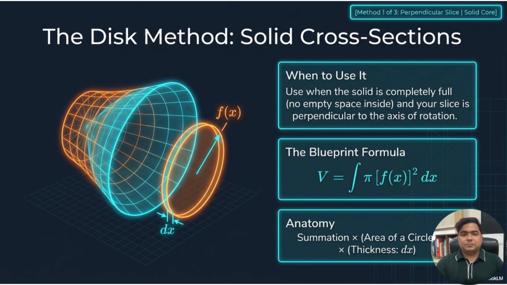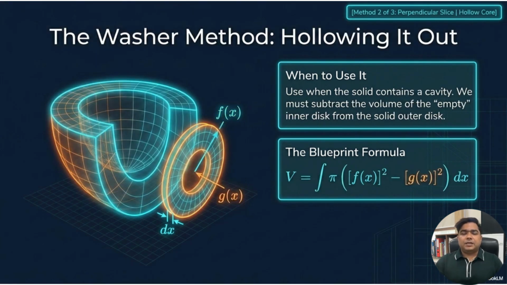This method is especially useful when the region is touching the axis of rotation. For example, if the area under a curve is rotated around the x-axis and the curve gives the radius, the disk method is direct and simple. So the disk method can be remembered as circular area times thickness. Add it continuously.